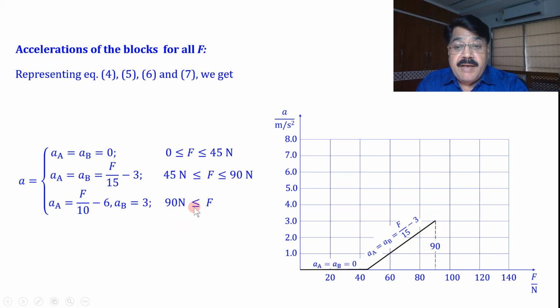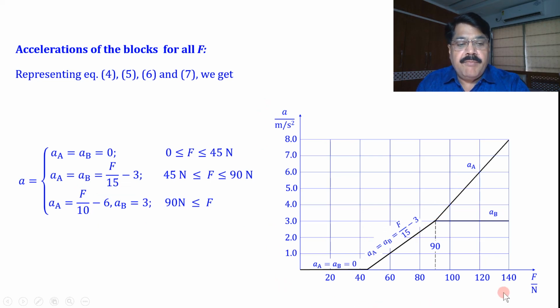Now as the force F increases beyond 90, the acceleration of B will become a constant equal to 3, you can see here, and the acceleration of A will be given by this equation and it will be here, and certainly the slope of this equation will be greater than the slope of this equation. You can see from here it is apparent.